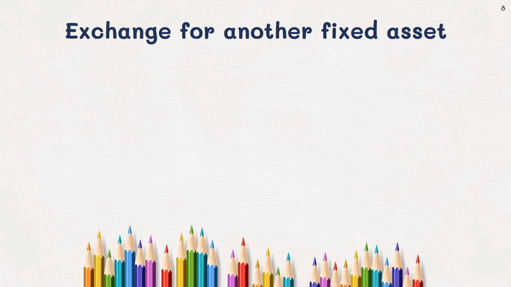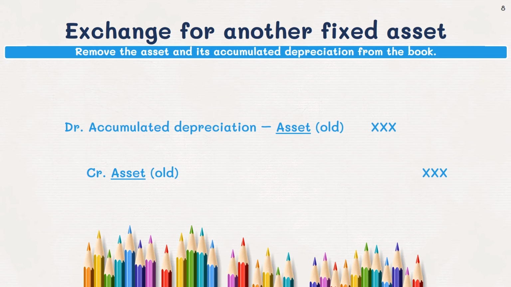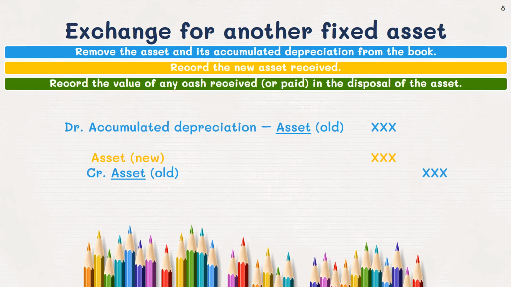Lastly, if we exchange a fixed asset for another fixed asset, we will first remove the asset and its accumulated depreciation from the book. Credit the assets, old, account, and debit its accumulated depreciation account. Next, record the new asset received. Debit asset, new. Then, record the value of any cash paid. Credit cash or bank for this.